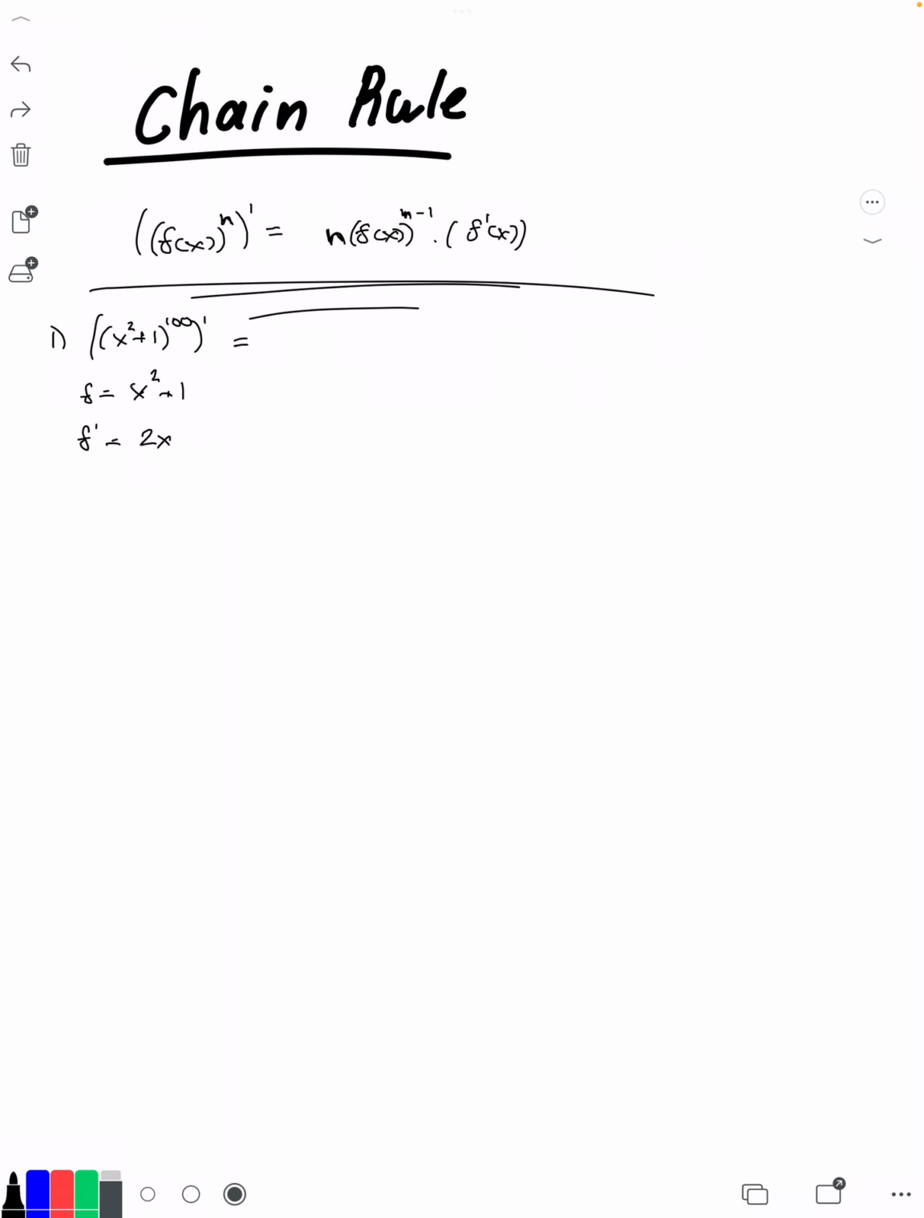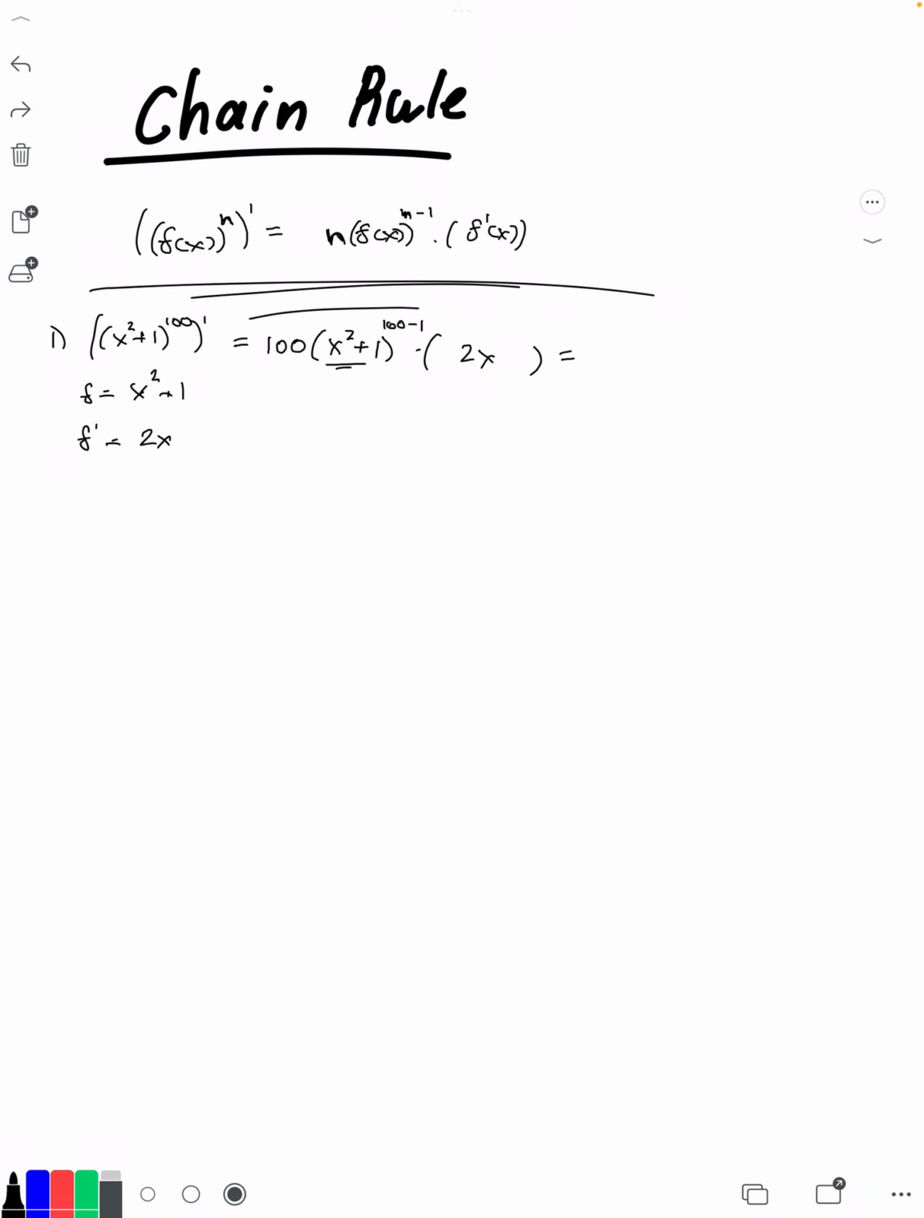So n, which is 100, is gonna go down, so we're gonna have 100 multiplied by f of x. So we're just gonna copy what we had inside, and then the power gets smaller by 1. Then we're gonna multiply all of that by the derivative of the inside. So we're gonna write f prime, so multiply by 2x.